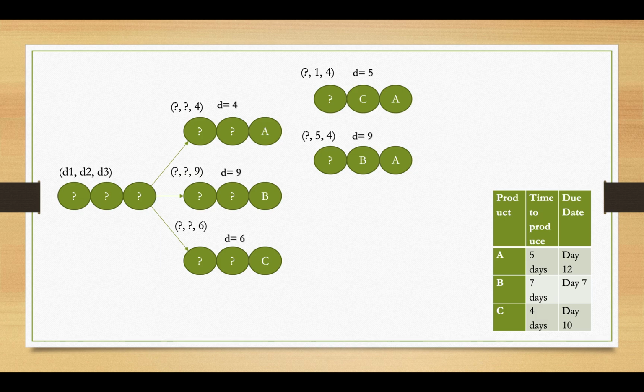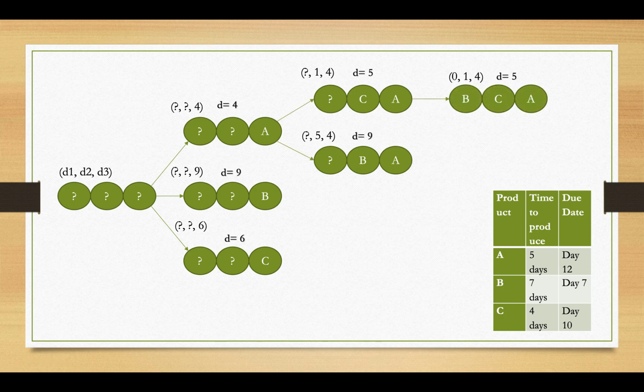Next, we do it for product B. The due date of product B is day 7. So we subtract: 11 minus 7 is equal to 5. We add it to the delay time of 4 already, so the delay time is equal to 9. We have to remove the solution that gives the delay time of 9 because it is suboptimal compared to the other solution.